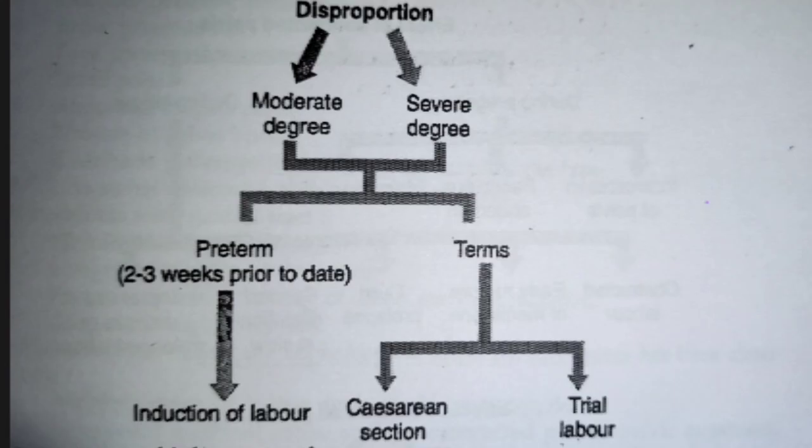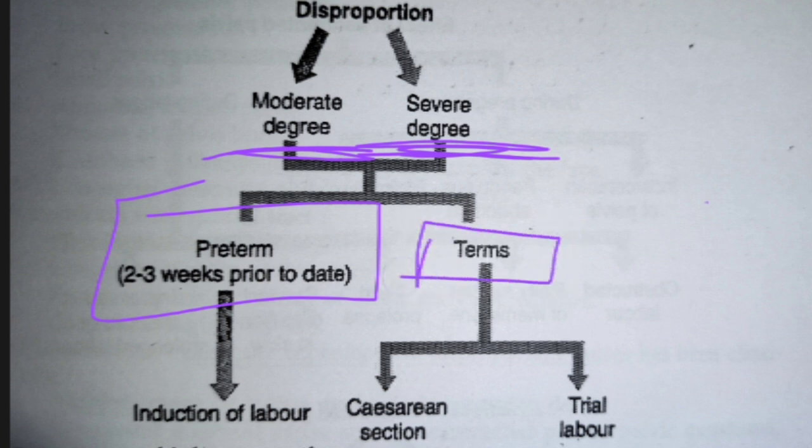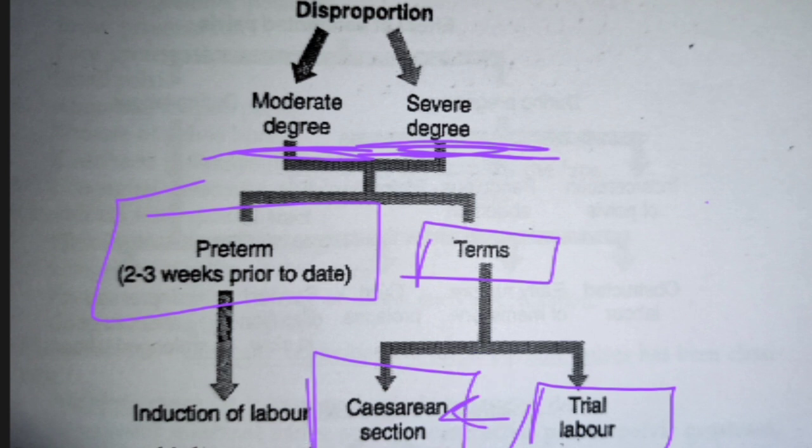The management for CPD is based on two things, that is borderline or moderate degree and severe degree. For both, if it is preterm, if labor is occurring at 7.5 months itself, that is induction of labor, then we will perform normal delivery and provide preterm baby care for that baby. If it's full term, then we will go with trial labor first, and if trial labor is not working, then we will go with C-section.